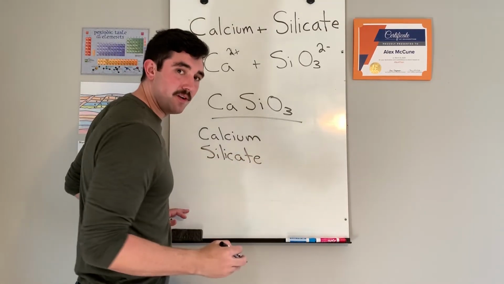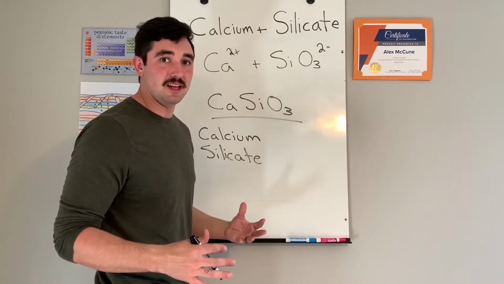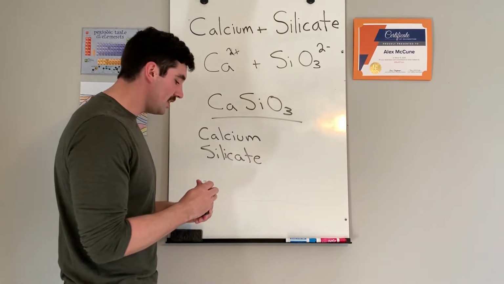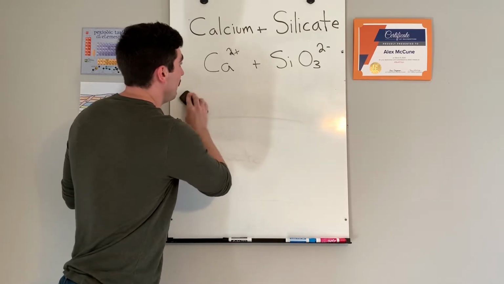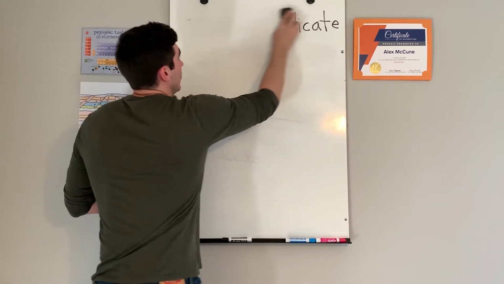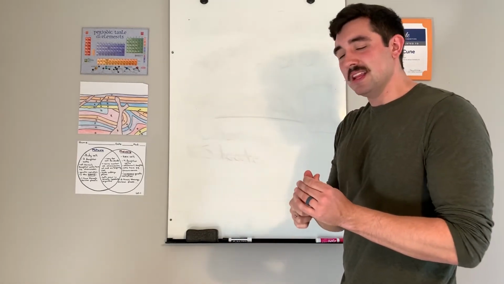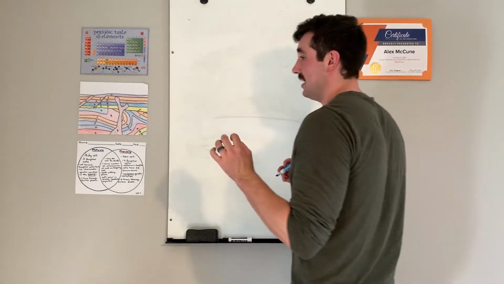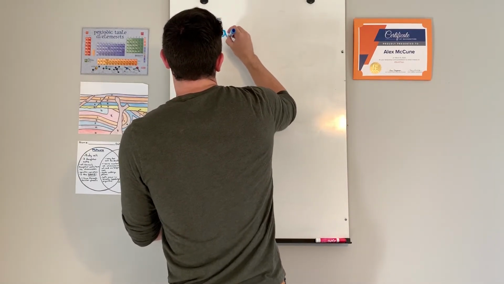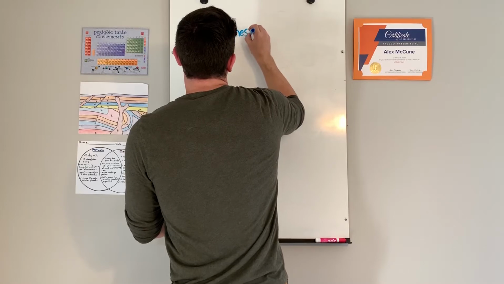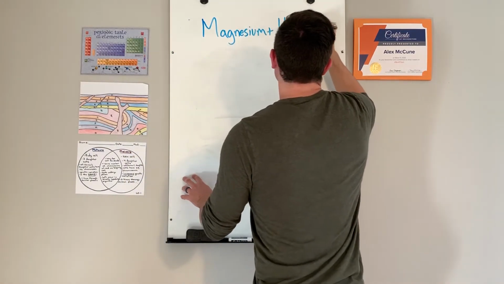And now silicates are fond in my heart as a geologist, as there's a lot of rocks that are based on silicate minerals. So let's try another example. So I'm going to erase this. We're going to switch colors as black is starting to fail on me here. Let's take, for example, we'll start using blue. Let's take magnesium and hydroxide. So we're going to take magnesium plus hydroxide.